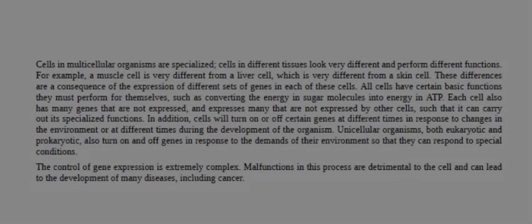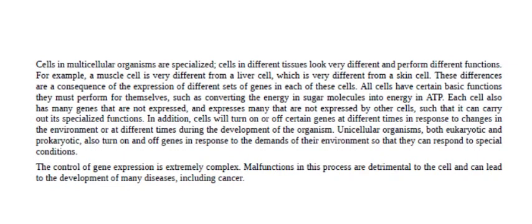All right, let's get back to reading. Cells in multicellular organisms are specialized. Cells in different tissues look very different and perform different functions. For example, a muscle cell is very different from a liver cell, which is very different from a skin cell. These differences are a consequence of the expression of different sets of genes in each of these cells.